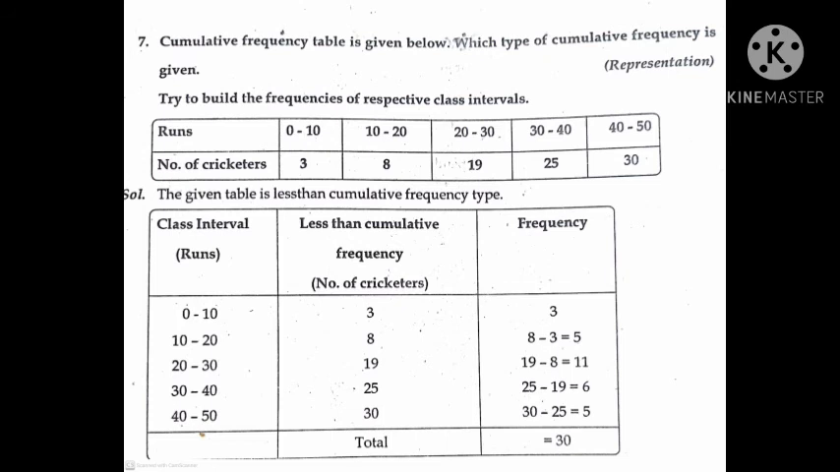Next we have to calculate the frequency. How can we calculate frequency from the less than cumulative frequency? See how we can do it. First, 3 is copied as it is. Next, 3 is subtracted from the next less than cumulative frequency, that is 8 minus 3, 5. Next, 19 minus 8, 11. Next, 25 minus 19, 6. Next, 30 minus 25, that is equal to 5.